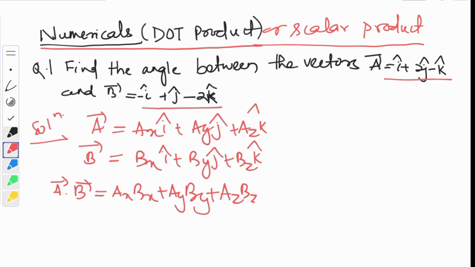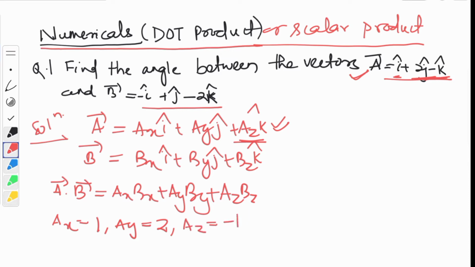When we compare this vector A with this vector A, then what is your ax? Ax will be i cap, i cap means ax is 1. Then 2 j cap is given over here, that means your ay will be 2. Just compare it. Then minus k cap. Here it is az k cap, that means your az will be minus 1.